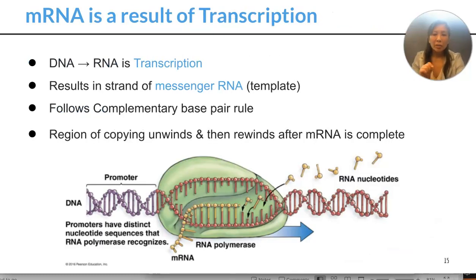So mRNA is a result of transcription. What do we mean by that? Taking DNA and turning it into RNA is called transcription. The resulting strand is the template that's going to be used later to make the protein. That strand is called messenger RNA, so mRNA. It's going to follow the complementary base rule.